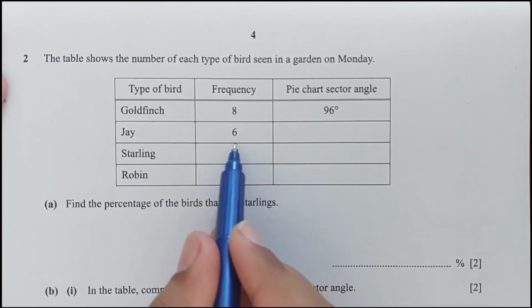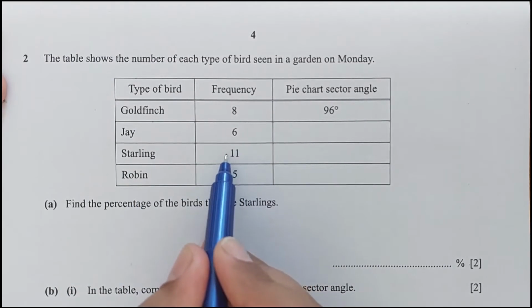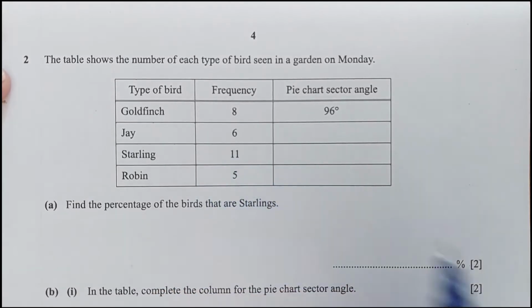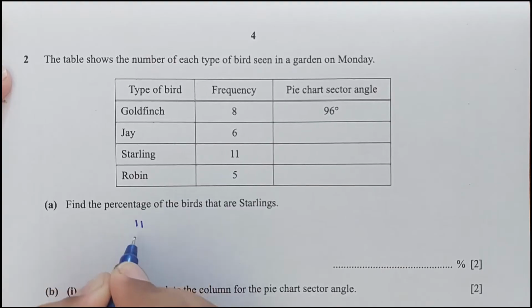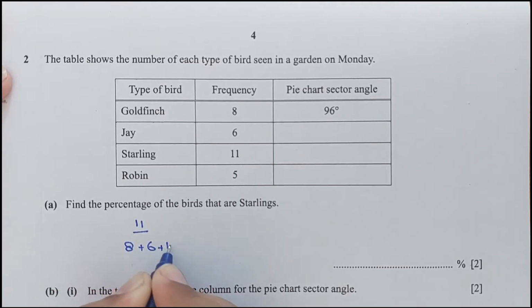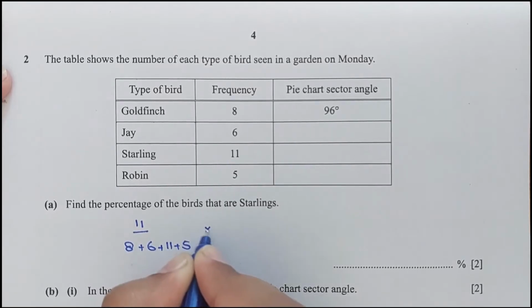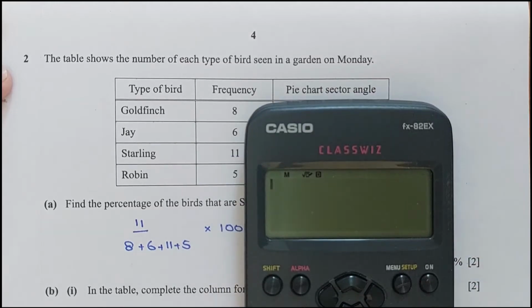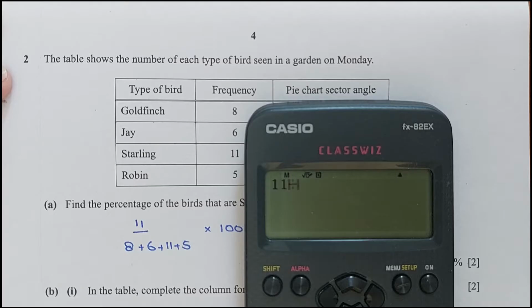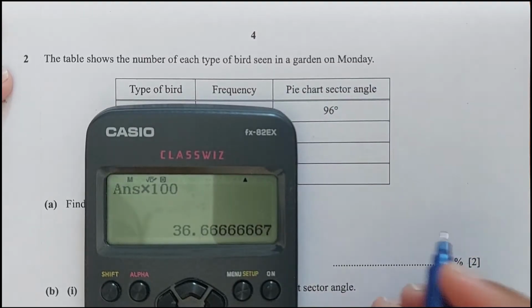Starlings are 11. 11 birds are starling out of the total birds, and multiply by 100 to get the percentage. So how many birds are starling? Starling birds are 11. Out of the total number of birds, 8 plus 6 plus 11 plus 5, which is 30. So 11 out of 30 times 100 is 36.7%.